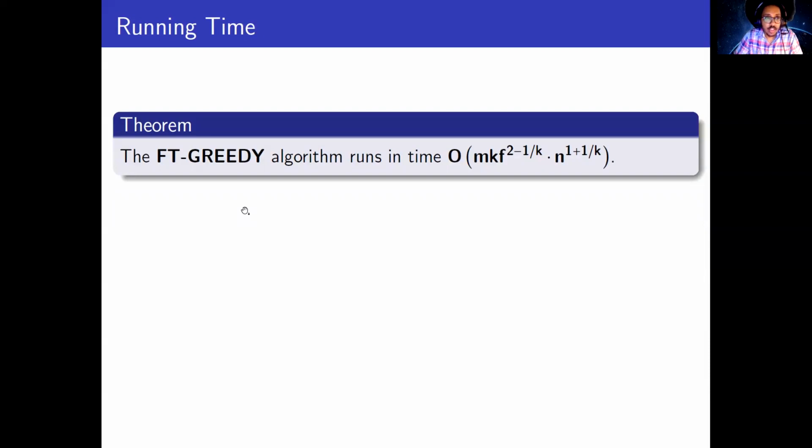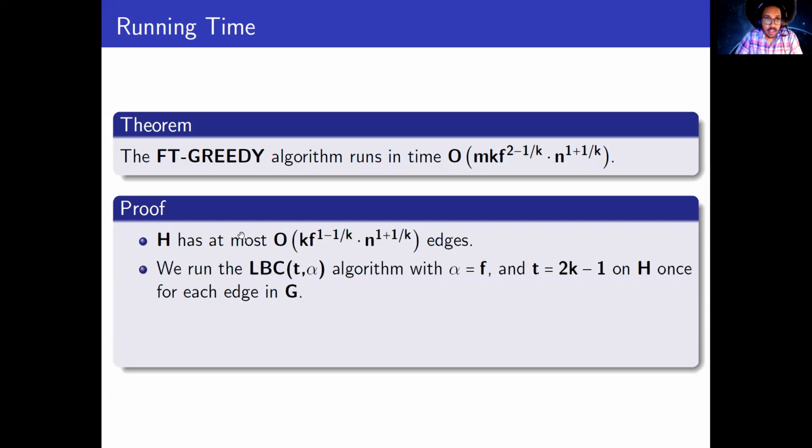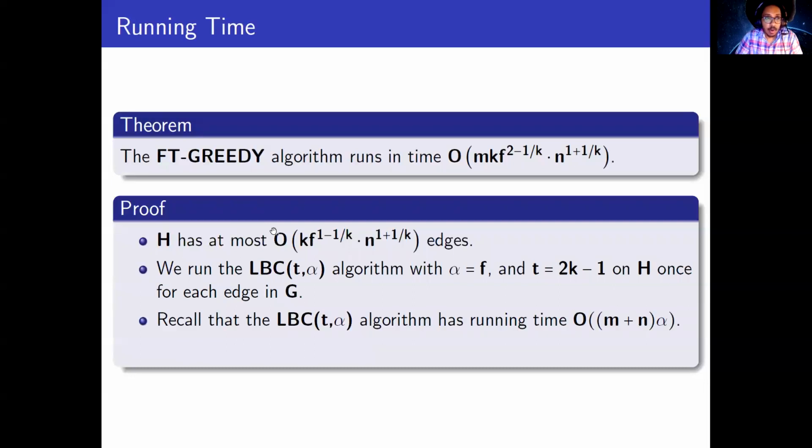The proof of this is actually very straightforward, since we just proved this size bound on the spanner. We know that we run the LBC approximation algorithm with alpha equals f and t equal to 2k minus 1 on H once for each edge in G. Recall that the LBC approximation algorithm has the following running time. Well, now we simply plug in to this running time the parameters. For alpha, we plug in f. For m, we plug in a size bound for our spanner. Then we multiply by m, the number of edges in G, to get our running time.